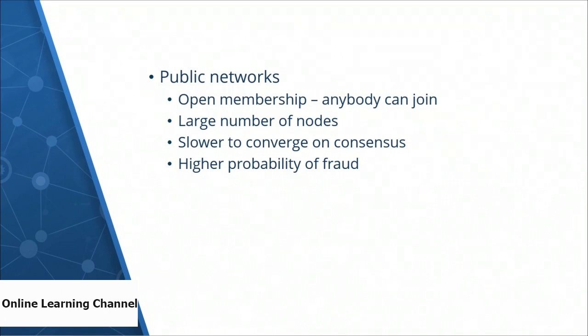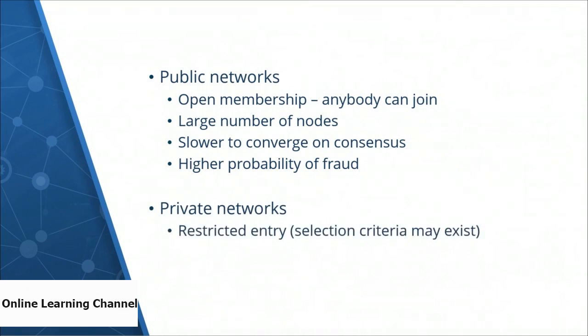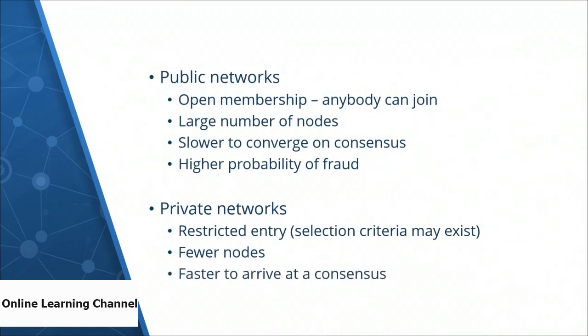On the other hand, when it comes to private networks, membership is restricted. So there may be some selection criteria before you can join such a network. A consequence of that is that there are typically far fewer nodes than in a public network, and that in turn affects the speed at which a consensus can be reached among the nodes. When there are fewer nodes involved, consensus can be reached far more quickly. And finally, given that there is usually some vetting process before anyone can join the network, the likelihood of fraud is much lower than in a public network.